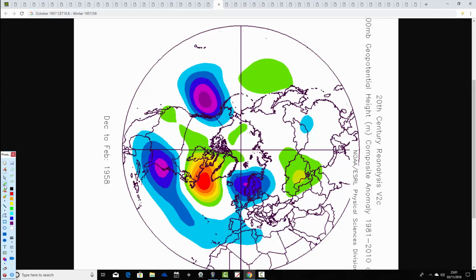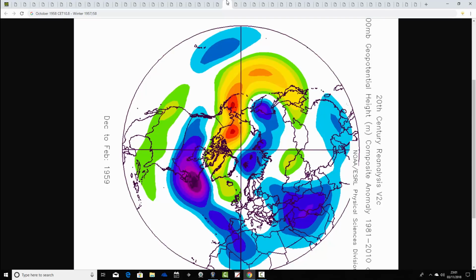And the winter of 57-58, this one's shown up quite a bit in the analogues as well, I think, has below average heights to the east of the country, above average heights out to the west, and quite a cold winter. It starts mild. December 1957 is mild, but it gets colder by the end of the winter and the start of the spring. It's freezing cold. Then we're up to October 1958. It has a CET of 10.8.